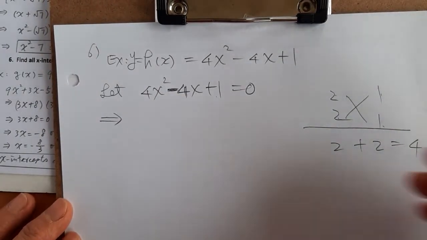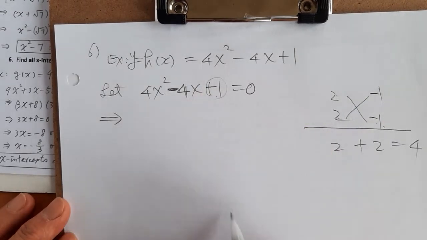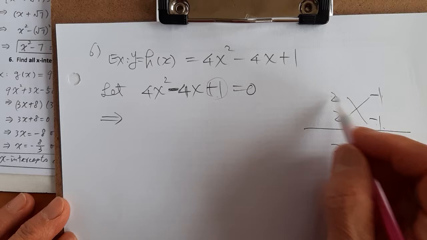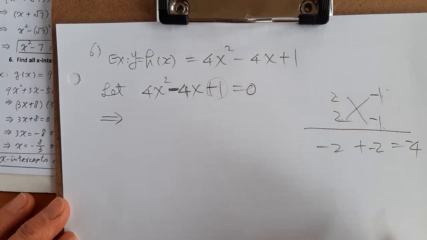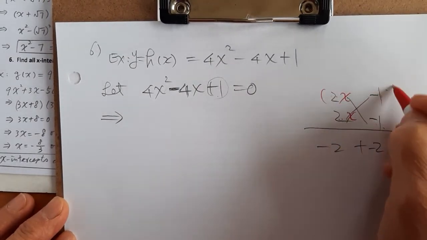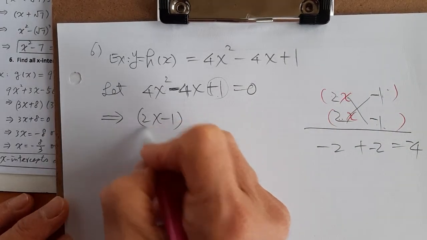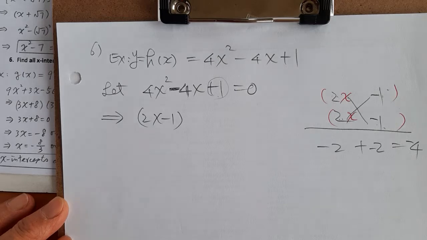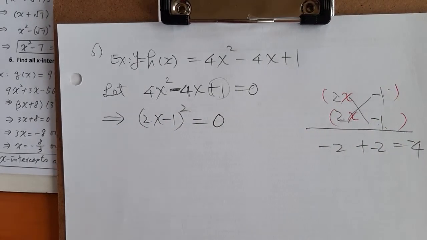So you put negative 1. Negative 1 times negative 1 is positive 1. Cross multiplication: 2 times negative 1 is negative 2, and 2 times negative 1 is negative 2. Added together is negative 4. So this is the right way. Put x and the parentheses, so you get 2x minus 1 times 2x minus 1. They are the same factor, so put a square, equals 0.